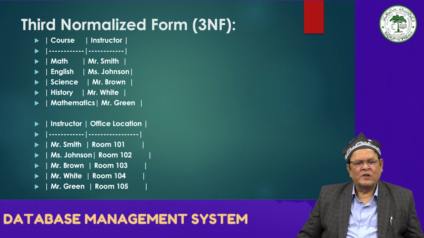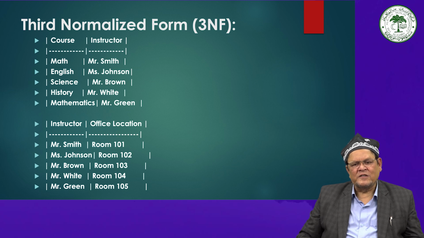As you can see on the screen, there are two tables. The first one is the original table and the second is the normalized table. By separating the tables, we have eliminated transitive dependencies and ensured that each non-key attribute depends only on the primary key, satisfying the requirements of 3NF.